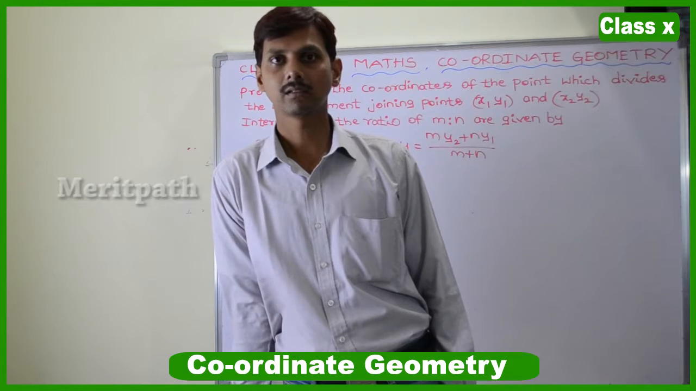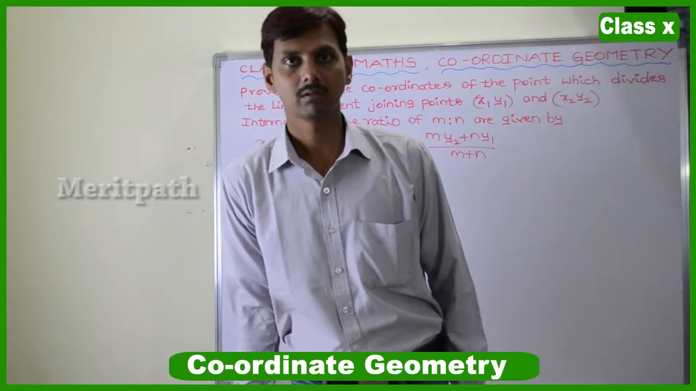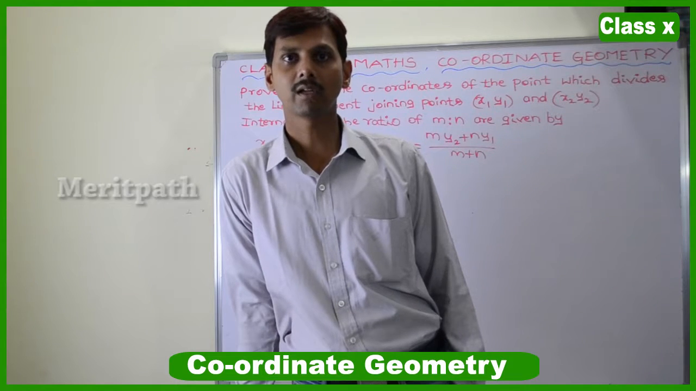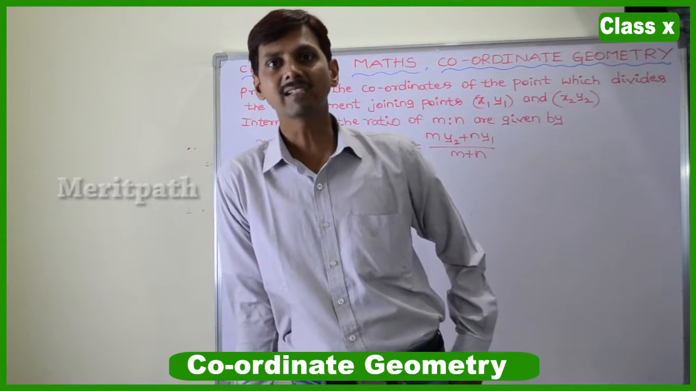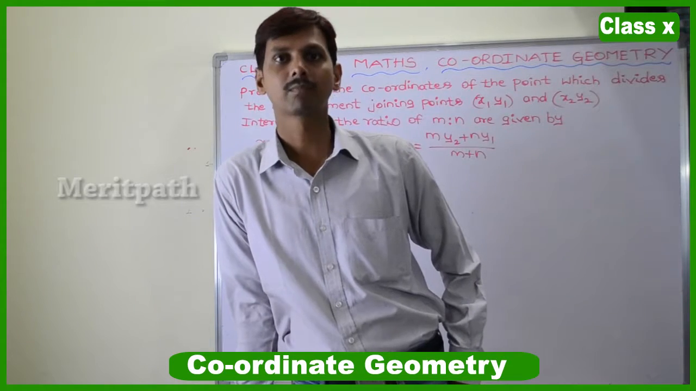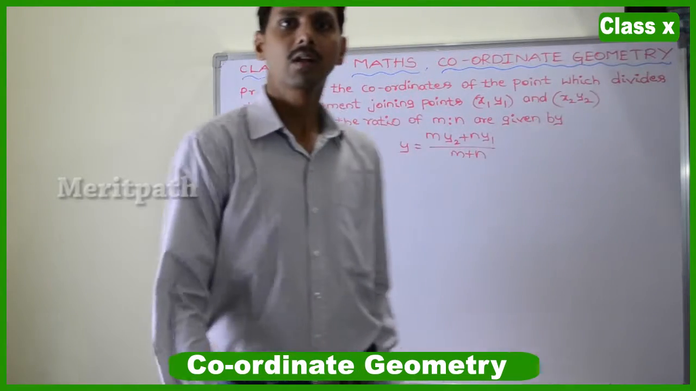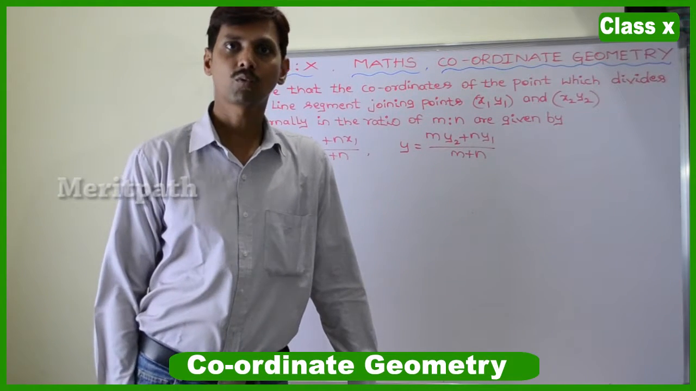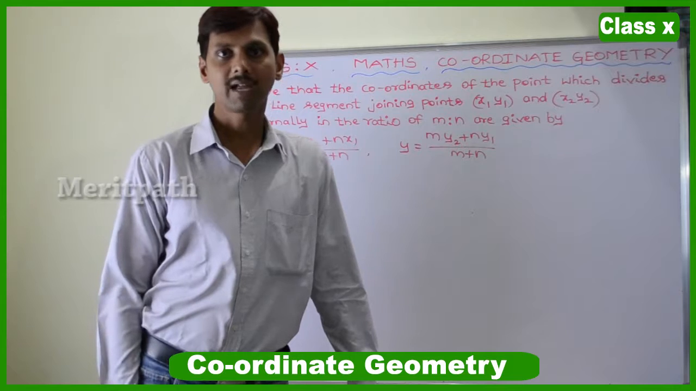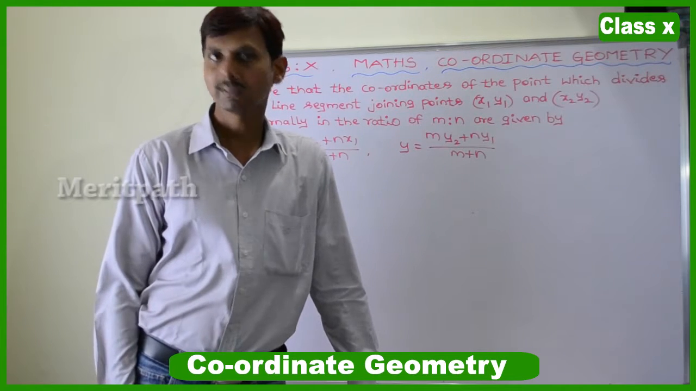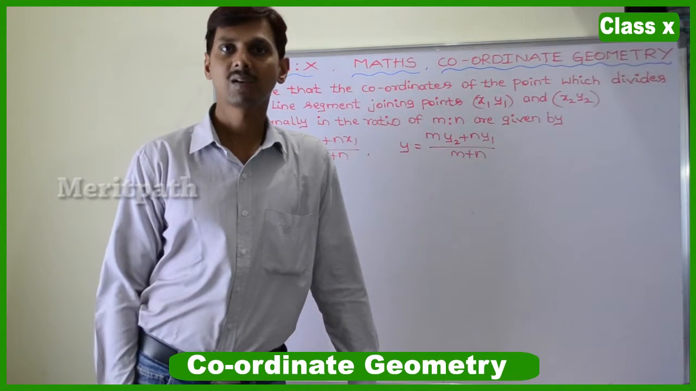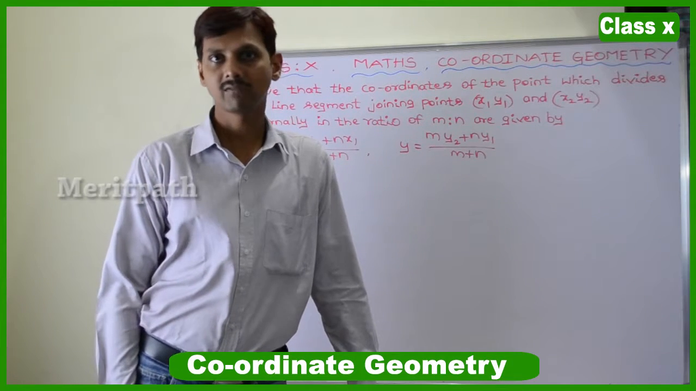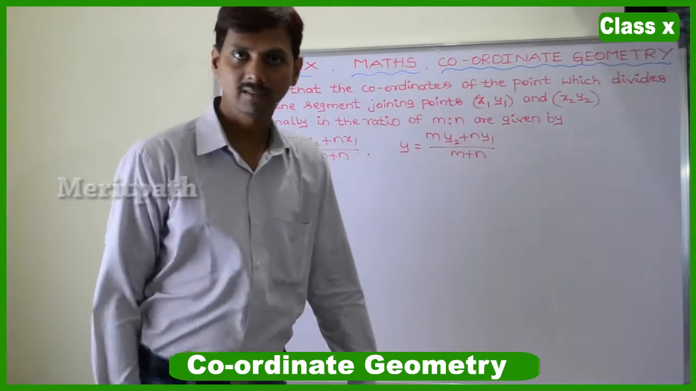The point divides the line segment AB in the ratio m is to n, so it is dividing internally. We need to find out what that point is. The point we have taken as x comma y. Then x is equal to (mx2 plus nx1) by (m plus n), and y is equal to (my2 plus ny1) by (m plus n). Let us see.